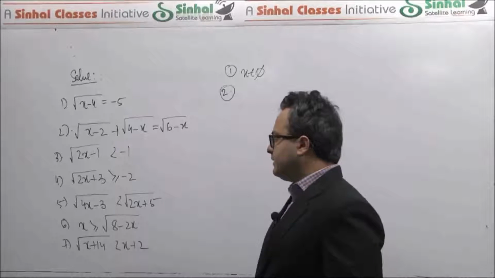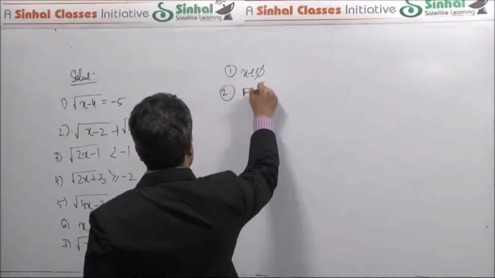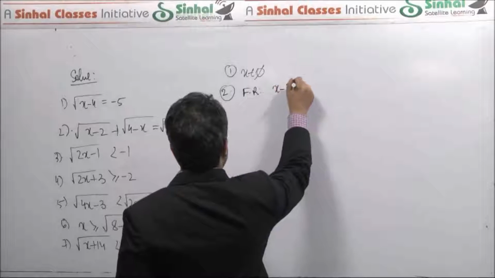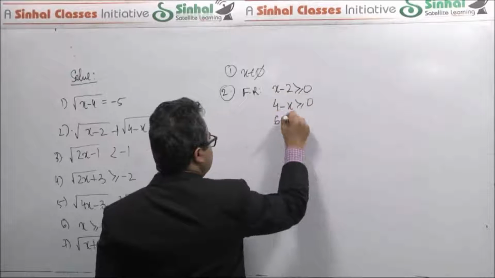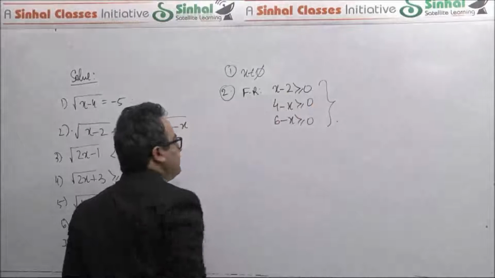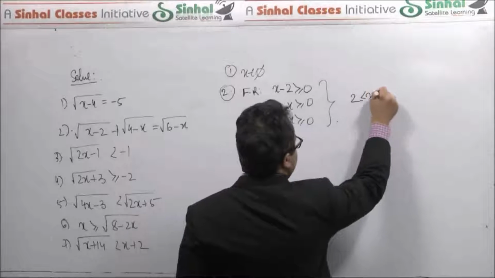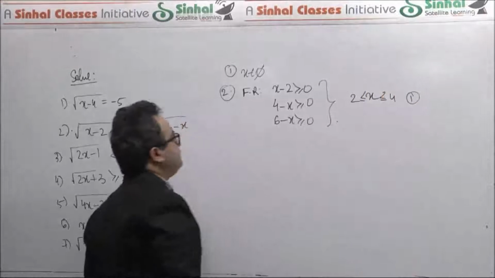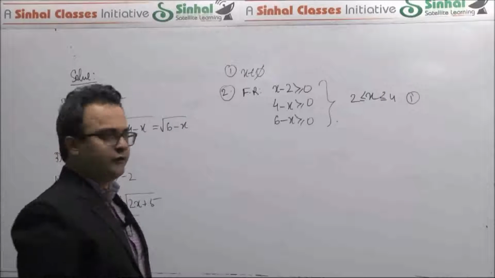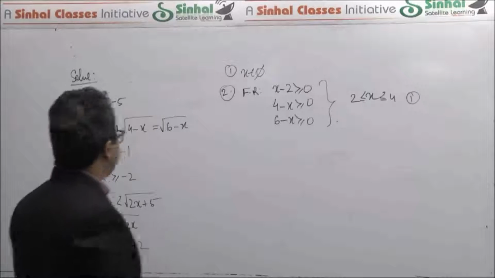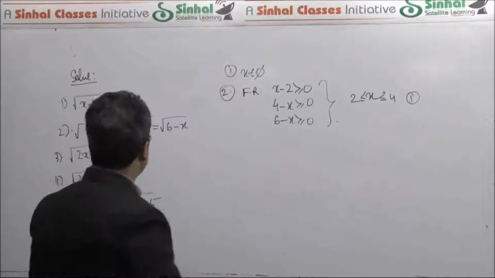Now in the second problem, there are square roots involved, so we'll first have to ensure the feasible region. So for the feasible region, what are the conditions? X minus 2 greater than equal to 0, 4 minus x greater than equal to 0, and 6 minus x greater than equal to 0. So in the second question, we'll effectively get these set of values that x can lie between 2 and 4. That's the feasible region. And now, by definition, since the square roots are anyway greater than equal to 0, both sides are positive, so I can square.